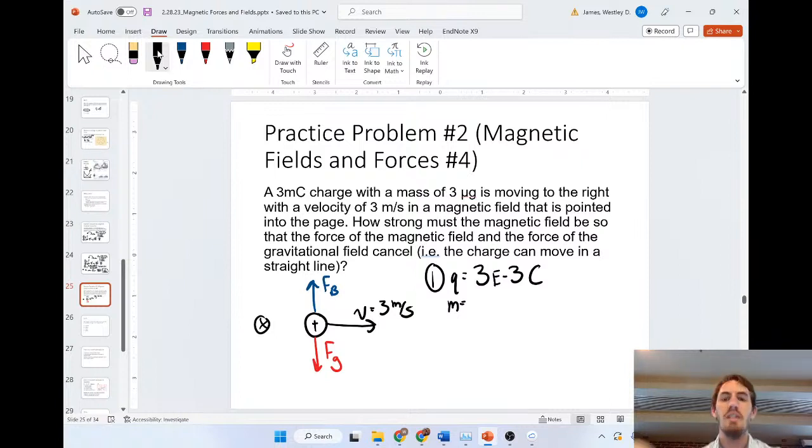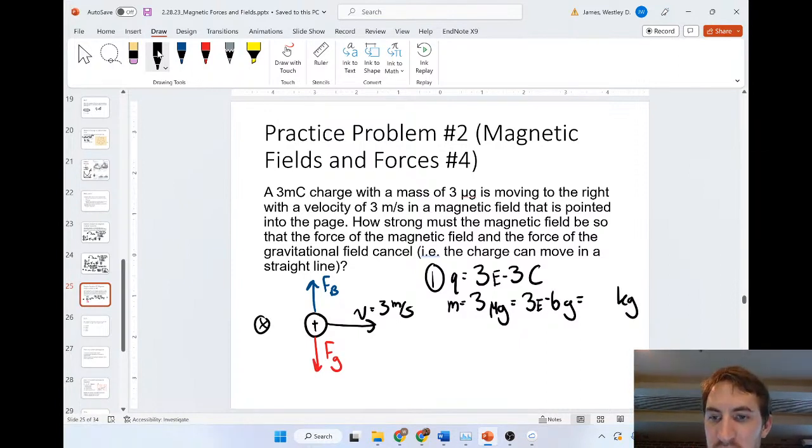The mass here, I'll write 3 micrograms. We need to convert to kilograms, so it will not be 3 times 10 to the minus 6. That would be to grams. You know what? I'm going to write both. This is 3 times 10 to the minus 6 grams, but when we solve problems, unfortunately, mass is the odd one out, and it has to be in kilograms, which means we need to shift it another 3 units. So this will be 3 times 10 to the minus 9 kilograms.